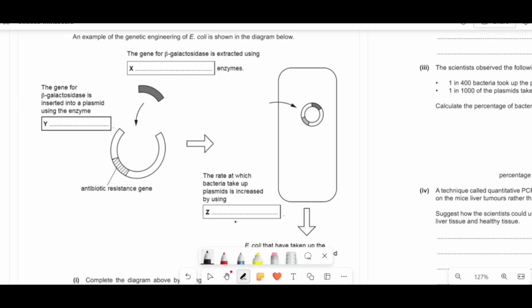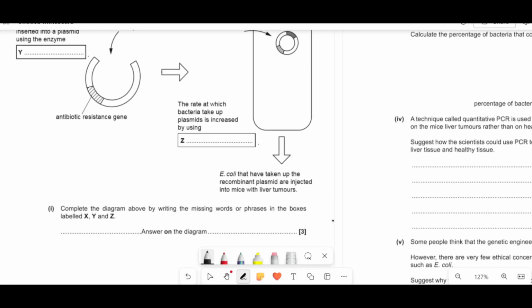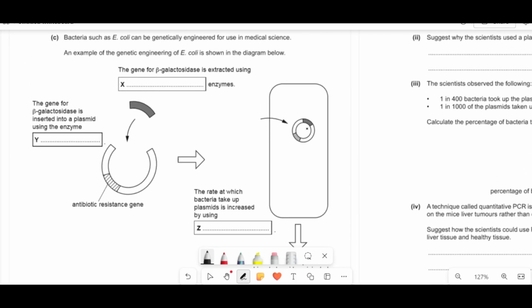Fine. So if we have a look then, it says complete the diagram by writing the missing words and then answer on the diagram. So if we're having a look here, for X, we are extracting, we're taking out a specific gene. We are chopping it out. The way you chop out genes is by using restriction endonucleases. We're getting a fragment out. That's the entire point of them.